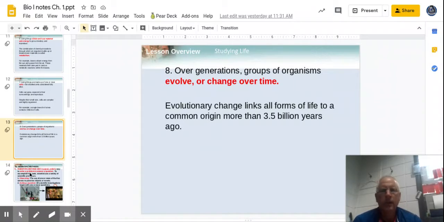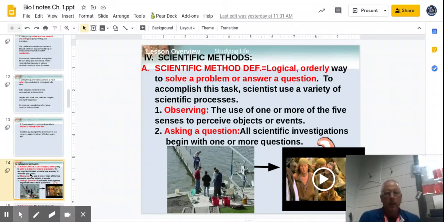Now, what I mainly wanted to talk about today is this next slide. So let's talk about the scientific method, and we put it in practice with the paper airplanes. We're going to do it again with microscopes this next week. So what is a scientific method? A scientific method is a logical, orderly way to solve a problem or answer a question.